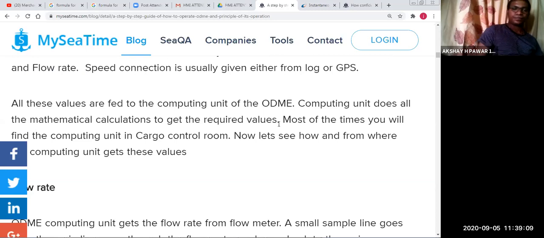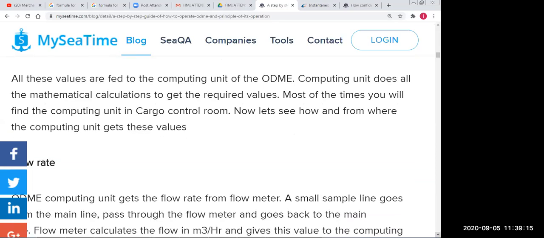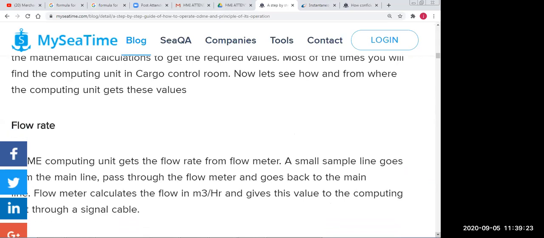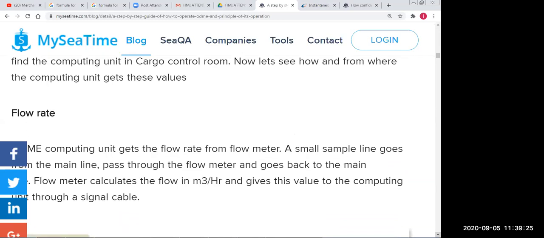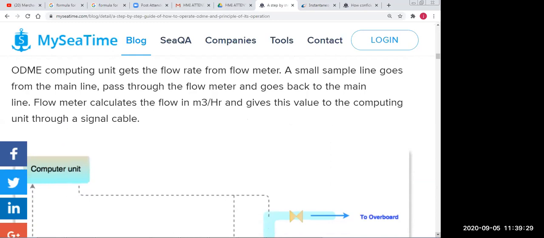So all these values will go into the computing unit of the ODME, the CPU, and it will calculate if everything is as per the regulation, then it will open the discharge valves. The computing unit is generally in the CCR, and then we see the flow rate.